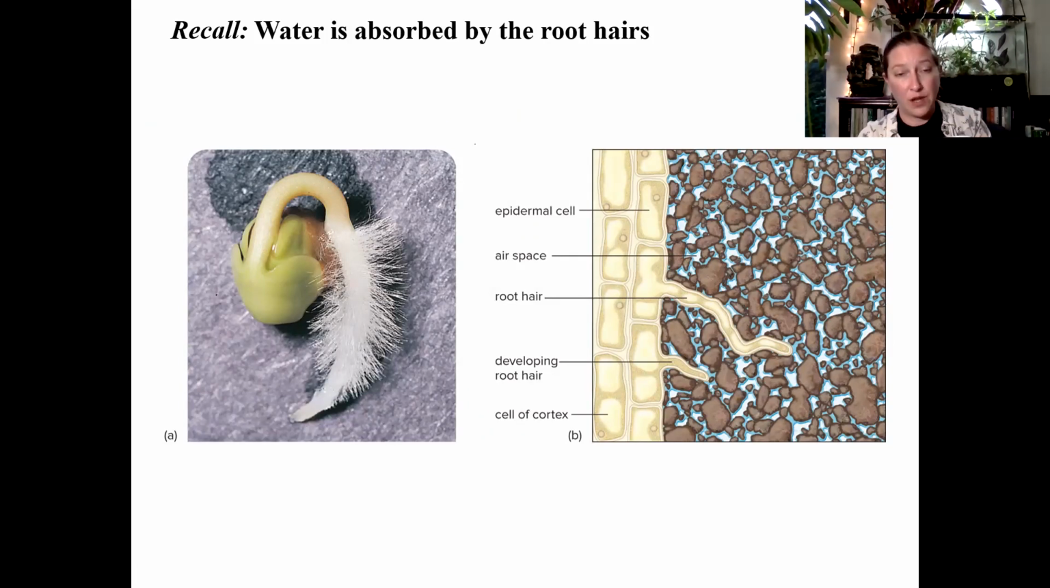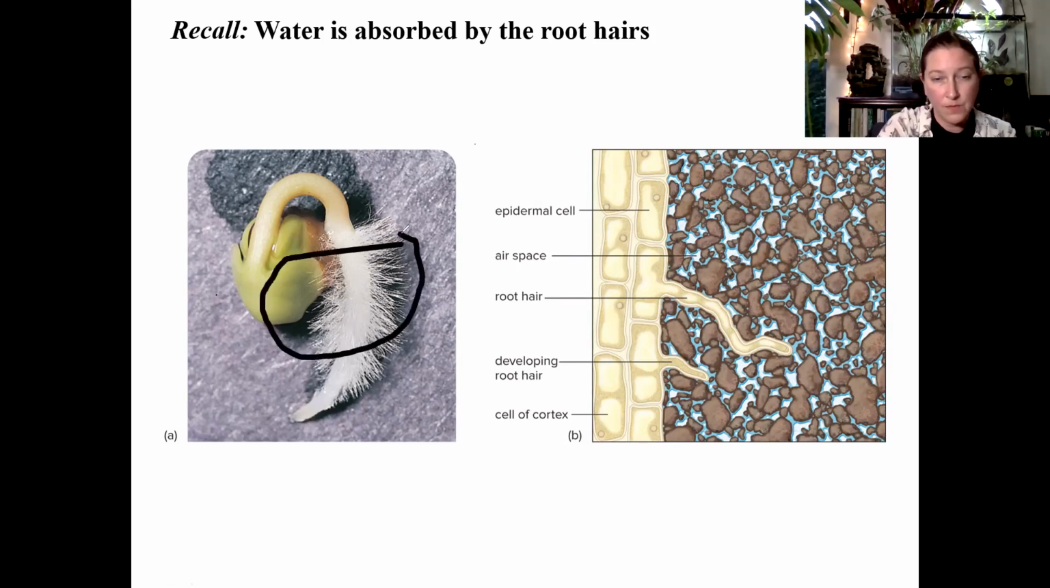So on the left here, we saw this slide before as well. You see the primary root, what was the radicle, now the primary root emerging from the seed. And it's covered in all these little fuzzies, right? All these fuzzies, which are root hairs. If we were to look closer at that and look at the epidermis of that root, here's an epidermal cell. And this is also an epidermal cell next to it that happens to be growing a root hair.